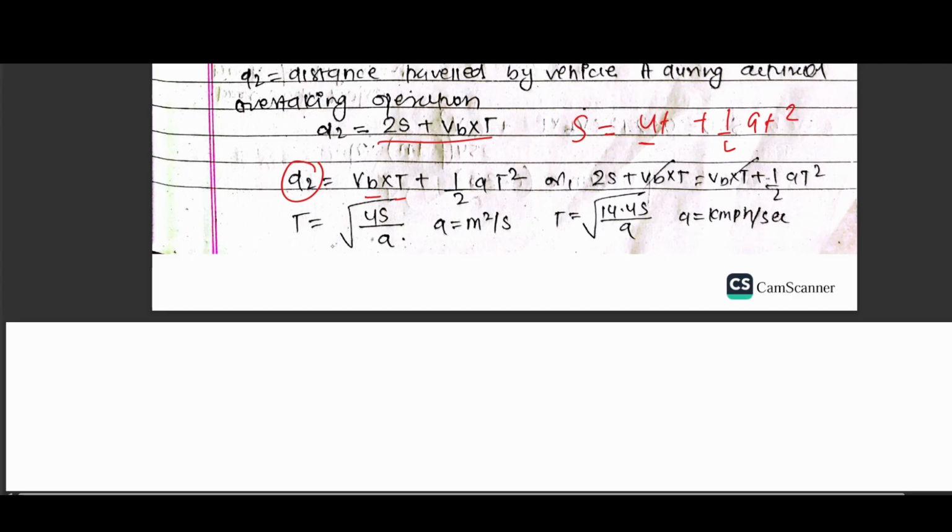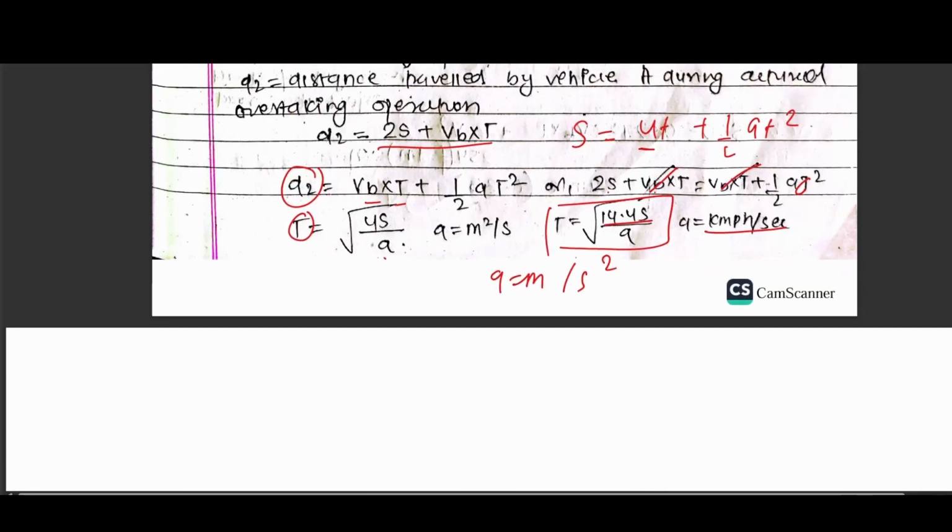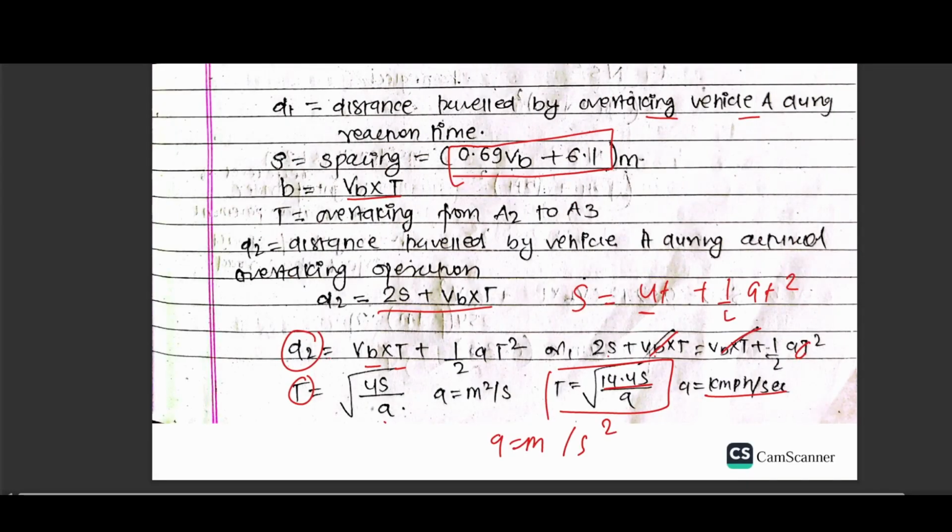So vb is my velocity, vb into t is the distance, and one by two at square. From here, d2 equals 2s plus vb into t; vb into t will cancel out, and t will come as the square root of 4s by a, where a is in meter per second square. If a is in kilometer per hour per second, then our formula will be t equals the square root of 14.4 s by a. This is only converting units.